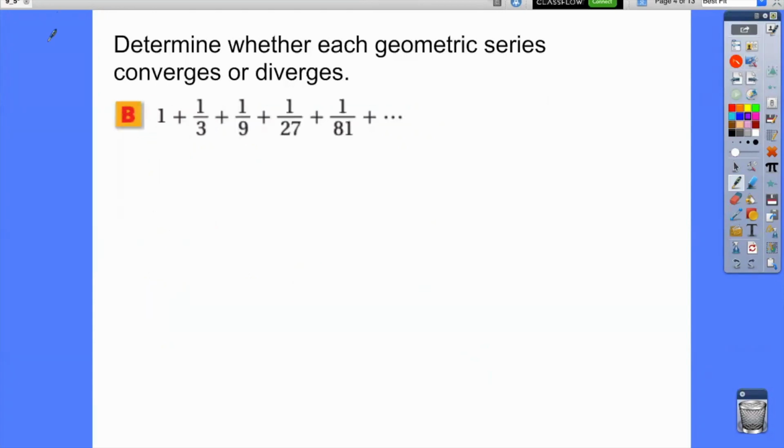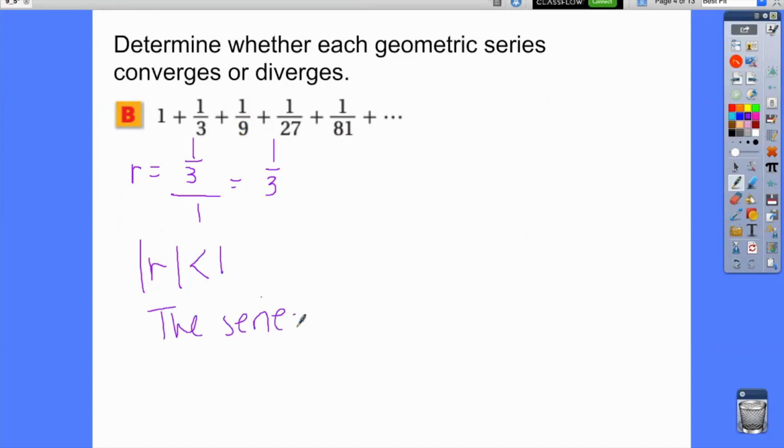Okay, once again, start with the ratio. You must determine if it is less than 1 or greater than or equal to 1. Let's use 1/3 and divide it by 1. So in just the same manner, I would end up with a 1/3, or 0.33 rounded if you prefer. And so we say the absolute value of this ratio is less than 1. Therefore, the series, this time, converges.